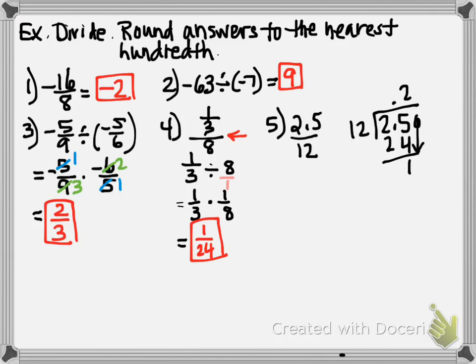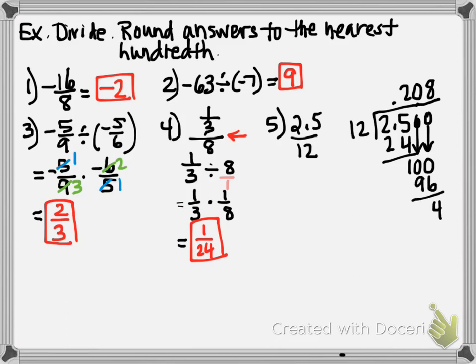Bring down a 0. I cannot divide 12 into 10, so I put a 0 into the quotient before I can bring down another 0. And then 12 goes into 100. Let's see, 9 would take me to 108. So 8 would take me to 96. And the difference would be 4.